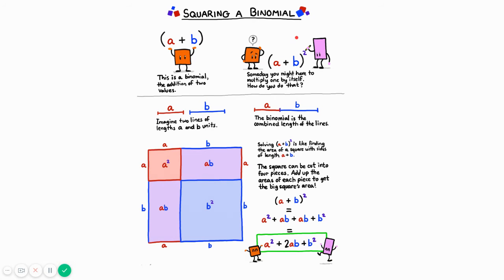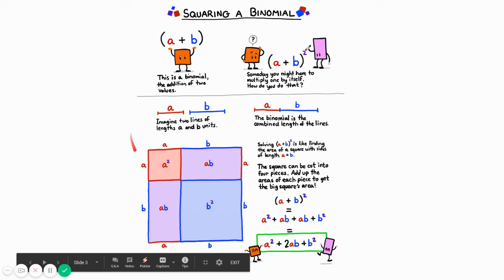To explain that, I'm going to look at this. This is a binomial. It's the addition of two values. And someday you might have to multiply one by itself. How do we want to do that? If you imagine two lines of length A and length B, the binomial is the combined length of these lines. Solving A plus B squared is like finding the area of this big square.